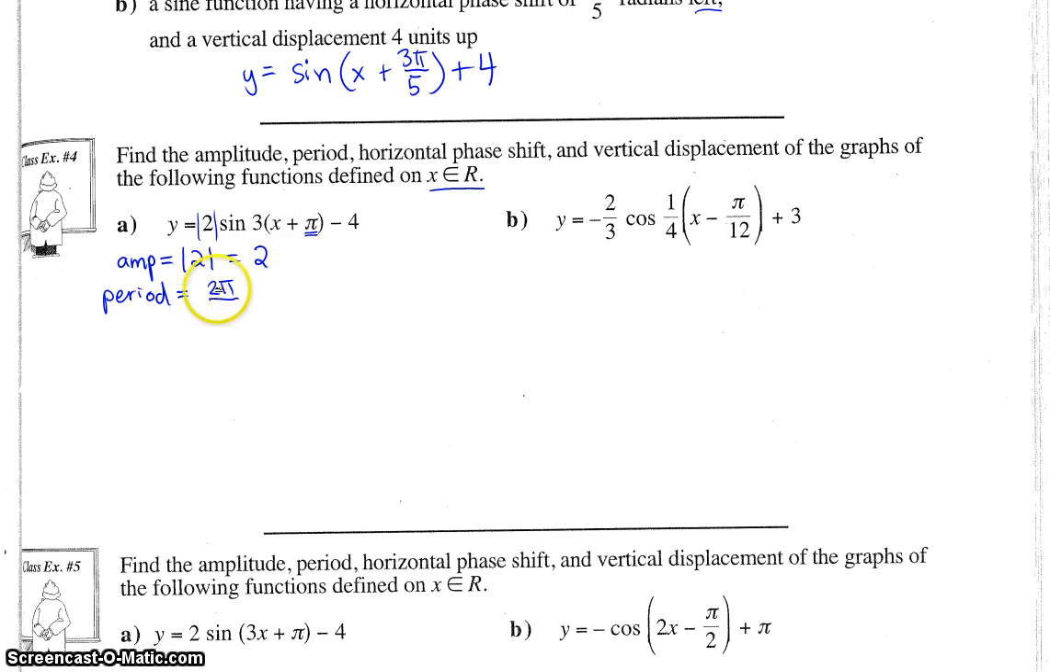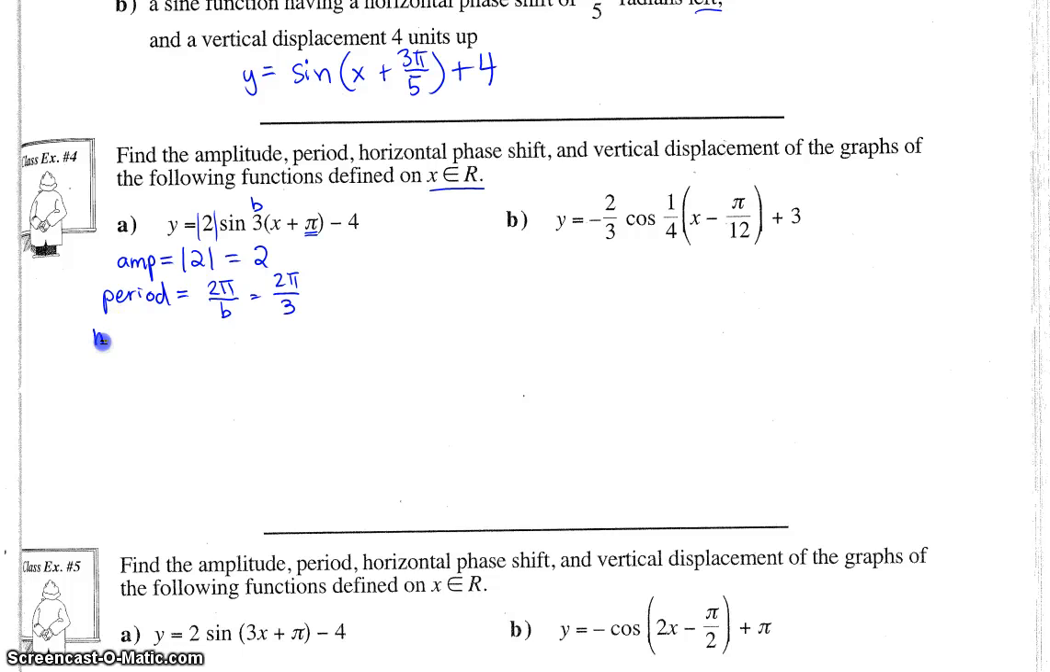2 pi divided by our b value. Well, our b value is the number in front of x. And really, that's our horizontal stretch, so that's what should affect our period. Okay, so 2 pi divided by our b of 3, and there we go. No reducing to do, so that should be our equation.